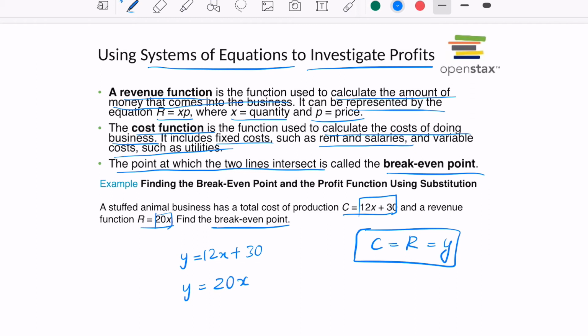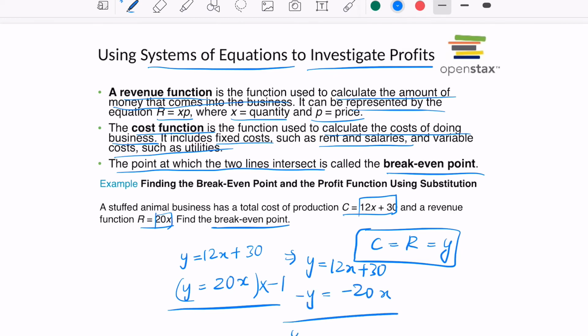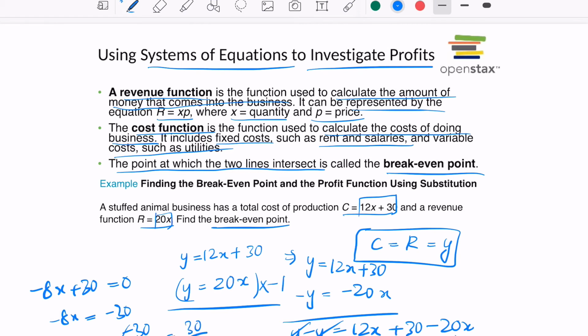Now solve for the equation. How would you solve it? Again, multiply negative 1 to the second equation. You already have the same coefficient. So when you multiply by negative 1, you get y equals 12x plus 30, and the second equation becomes minus y equals minus 20x. Now add both equations. y minus y equals 12x plus 30 minus 20x. So y and y get cancelled. 12x minus 20x becomes minus 8x plus 30 equals 0. Minus 8x equals minus 30. x equals minus 30 by minus 8. So x becomes equal to 30 by 8.